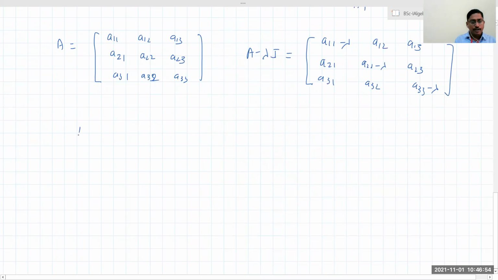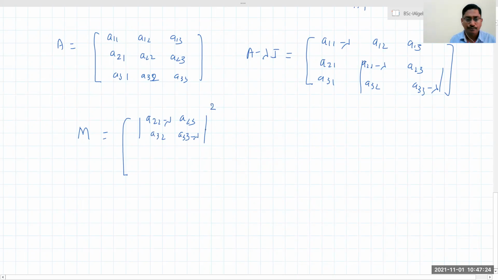So I have to write the minor of this matrix. You need to calculate a lot here. Observe the determinant of this minor: A22 minus lambda, A23, and A32, A33 minus lambda. What is the degree of lambda here? Here the degree of lambda is 2, so lambda square has some coefficient.